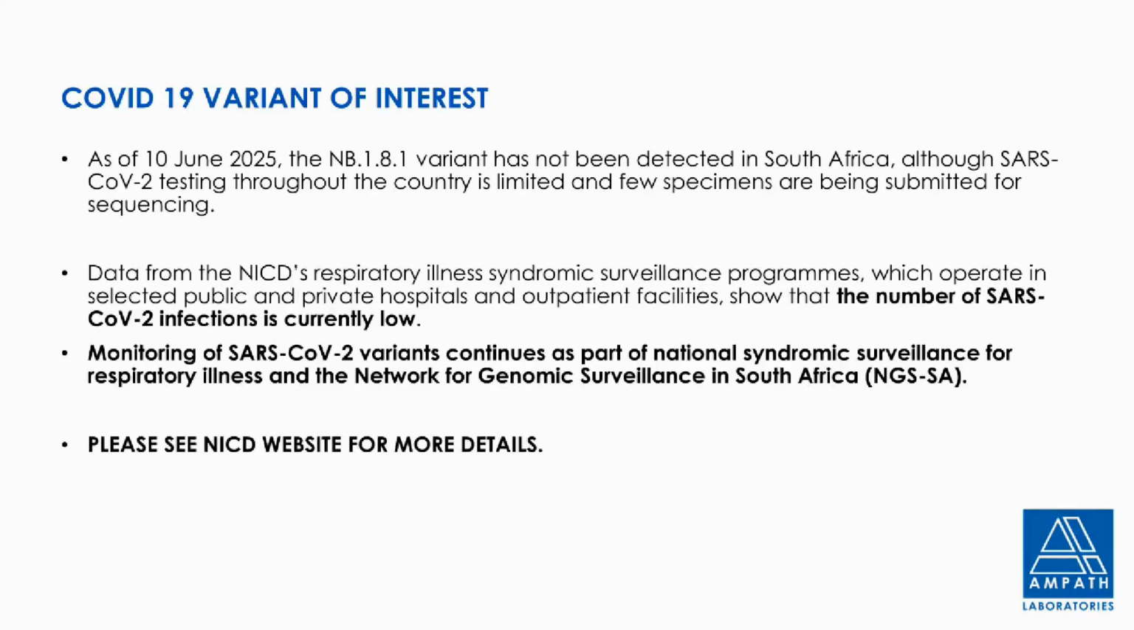But I think we need to take note of the fact that COVID or PCR testing is limited now. Not many people are truly doing PCR tests. It's more the antigen tests. So lab surveillance is not like it used to be before, and you get fewer specimens. But with that, we are still submitting for further sequencing, which is done by the Network for Genomic Surveillance in South Africa. So surveillance for this is ongoing.